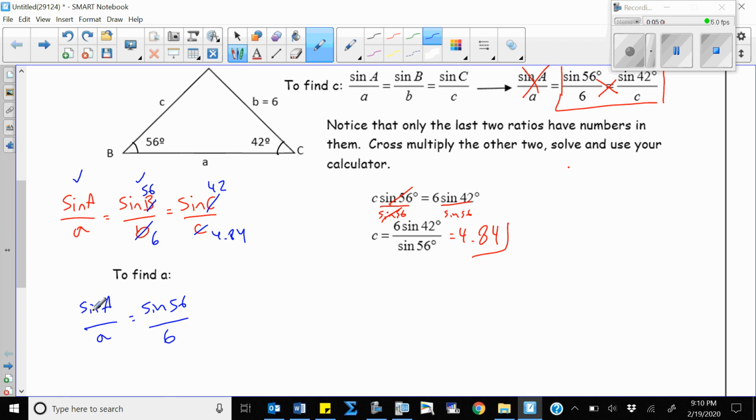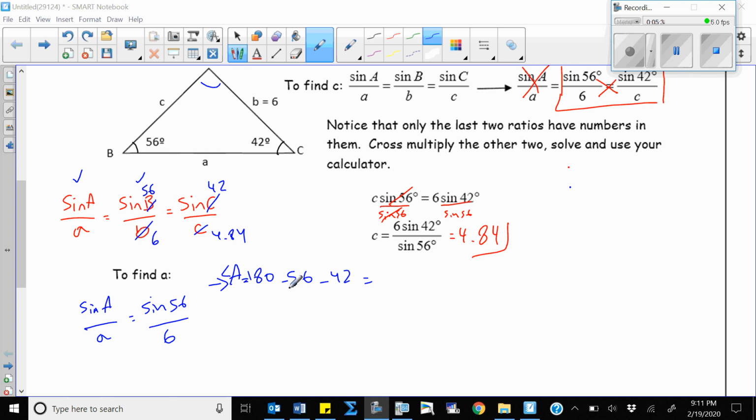But the problem here is that basically we have two unknown variables, angle A and side A, and we cannot solve this equation in this way. But we have a solution here. We can easily find angle A because we know that all the angles in a triangle add up to 180. So if I subtract the other two angles from 180, I can have the measure of angle A.